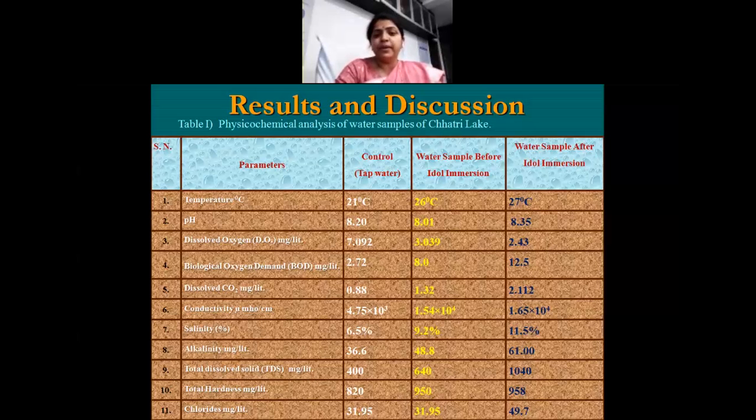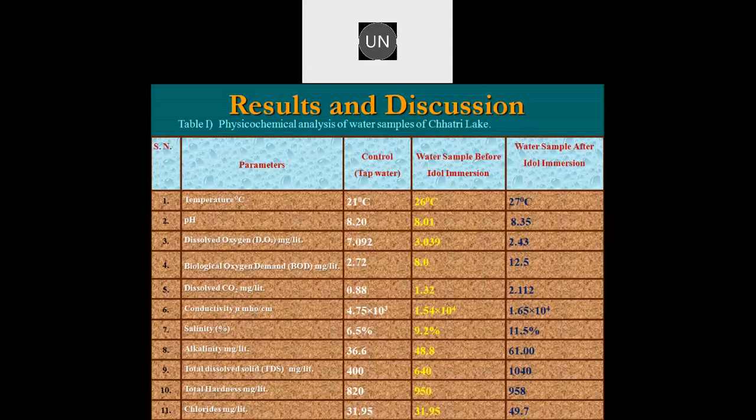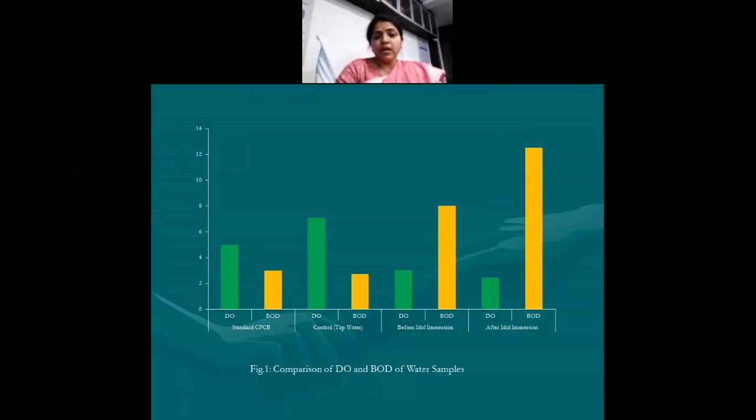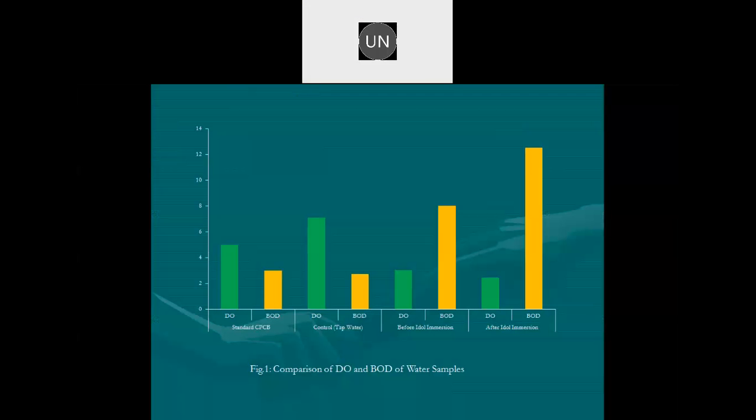And found this result. Mostly the dissolved oxygen level is lowered after the immersion. Then with biological oxygen demand, the BOD level rises. Then conductivity, salinity, then different chlorides. These parameters rise 20 to 30 folds higher after the idol immersion.